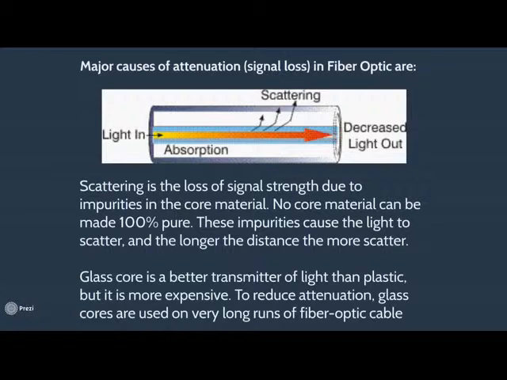Scattering is the loss of signal due to impurities in the core material. No core material can be made 100% pure. A microscopic amount of impurities will always remain, and these impurities cause the light to scatter. And the longer the distance, the more scatter there is. Glass core is a better transmitter of light than plastic, but it is also much more expensive. To reduce attenuation, glass cores are used on very long runs of fiber optic cable.